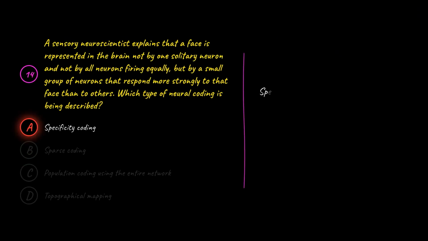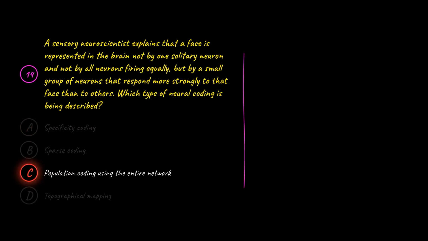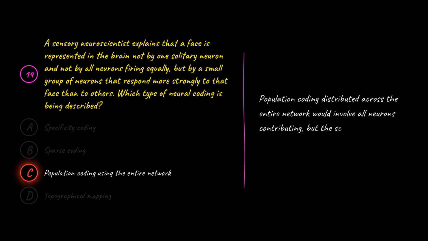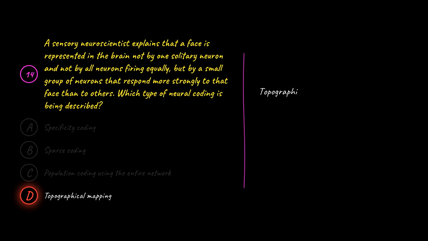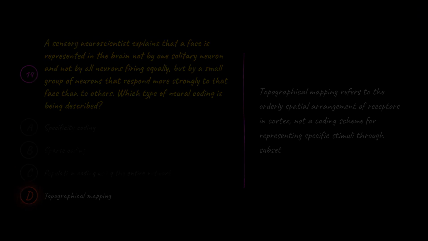A is wrong because specificity coding posits a one-to-one match between a stimulus and a single neuron, sometimes called the grandmother cell idea, which is more extreme than the small group account. C is wrong because population coding distributed across the entire network would involve all neurons contributing, but the scenario specifies only a small group of neurons. D is wrong because topographical mapping refers to the orderly spatial arrangement of receptors in cortex, not a coding scheme for representing specific stimuli through subsets of neurons.